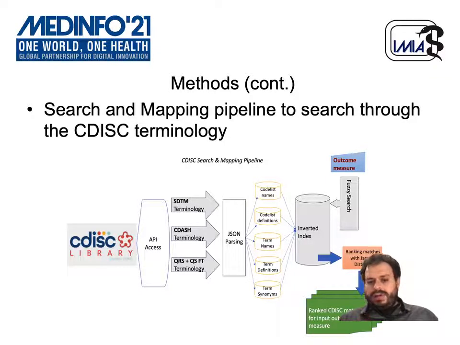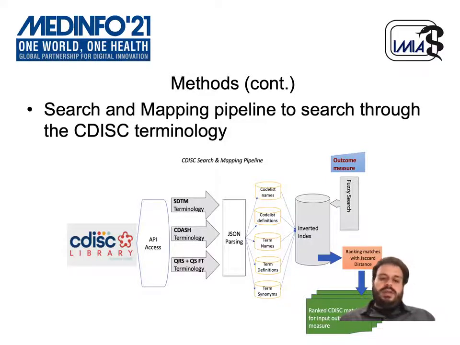It requires some parsing. JSON, for people who are not familiar, is somewhat similar to XML. It basically provides a standardized annotation of the names of the code lists, the synonyms, the possible values, etc. We use the SDTM terminology, the CDASH terminology, and the QRS and QS-FT terminology. But the SDTM really is the main one, and I think the QRS and QS is being folded into the SDTM, as I've noticed anecdotally in the most recent releases.